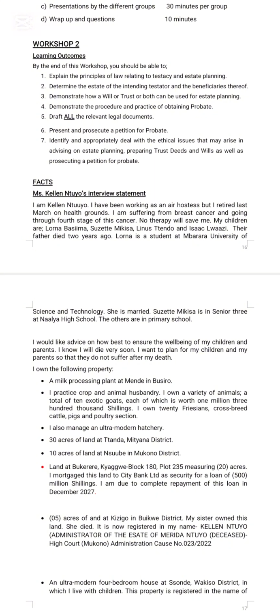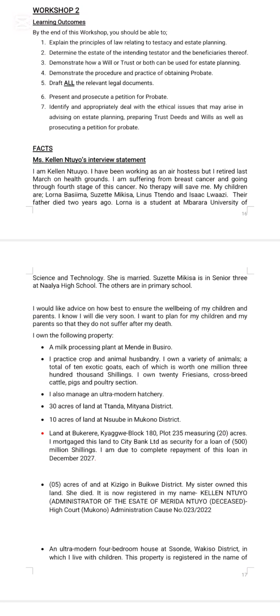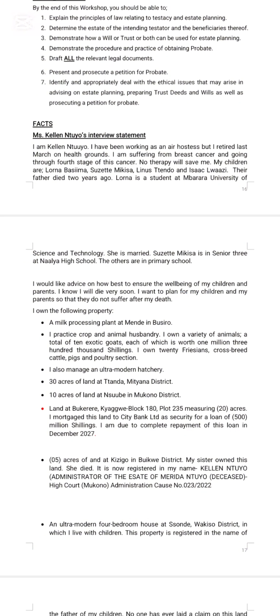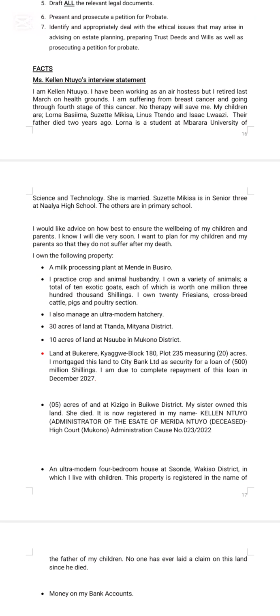So basically here we are looking at a person who died with a will. Demonstrate the procedure and practice of obtaining probate, and when a person dies with a will, that basically means that we are applying for probate. Then draft all the relevant legal documents, present and prosecute a petition for probate, and identify and appropriately deal with issues that may arise. So, the facts: Miss Karen Ntuyo's interview.